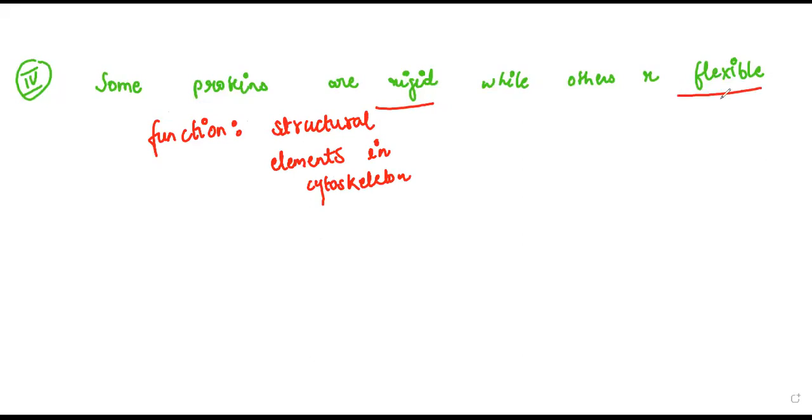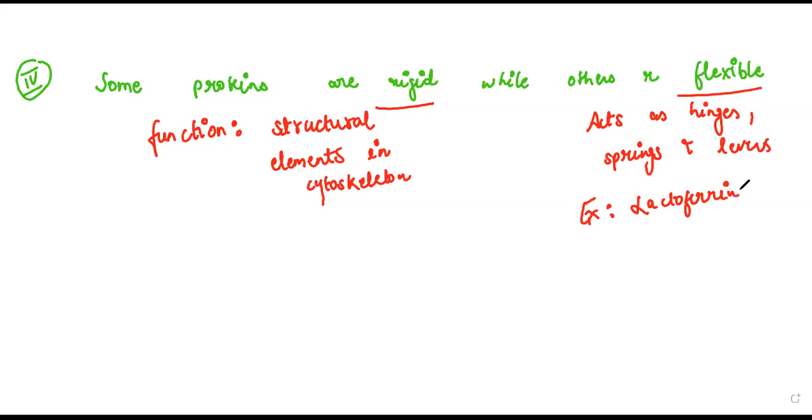While proteins that are flexible act as hinges, springs, and levers. An example of flexible proteins is lactoferrin. This is a protein that will change its structural organization when it is bound to the iron component. When the iron is absent, the structural composition or the shape of that protein is different. But when it attaches to the iron part, it changes its shape.